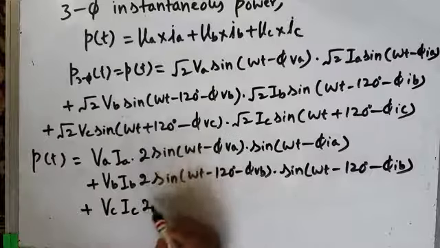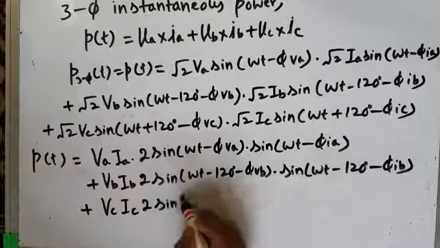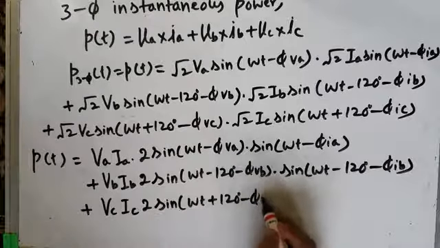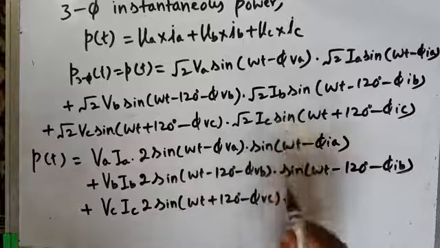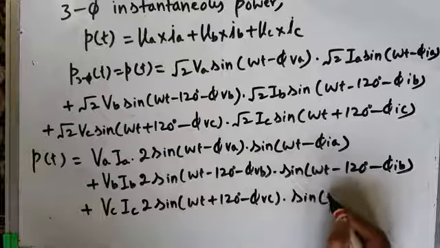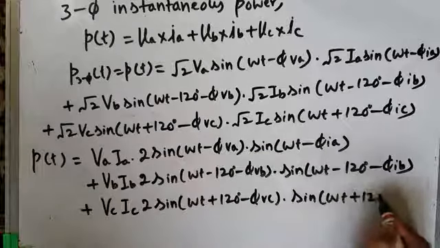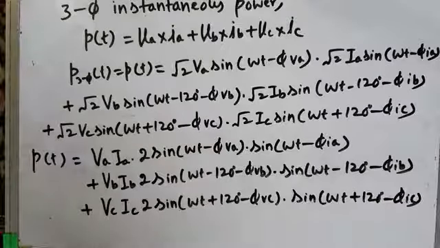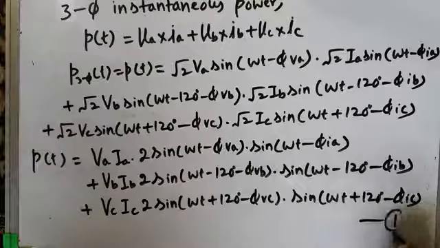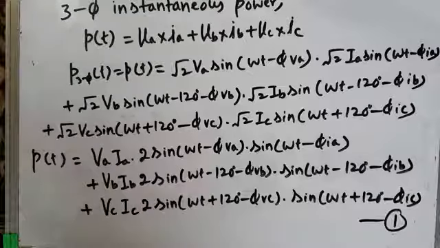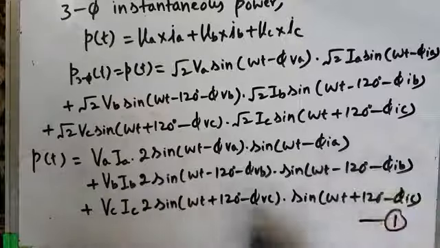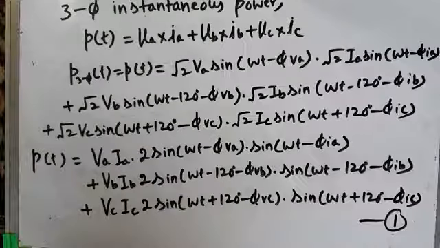Then first term sine of omega t plus 120 degrees minus phi VC into, then second term is sine of omega t plus 120 degrees minus phi IC. Okay. So let us call this equation as equation 1. This is instantaneous power in a three-phase system: instantaneous power in phase A, instantaneous power in phase B, and instantaneous power in phase C, the sum of the three phase powers.